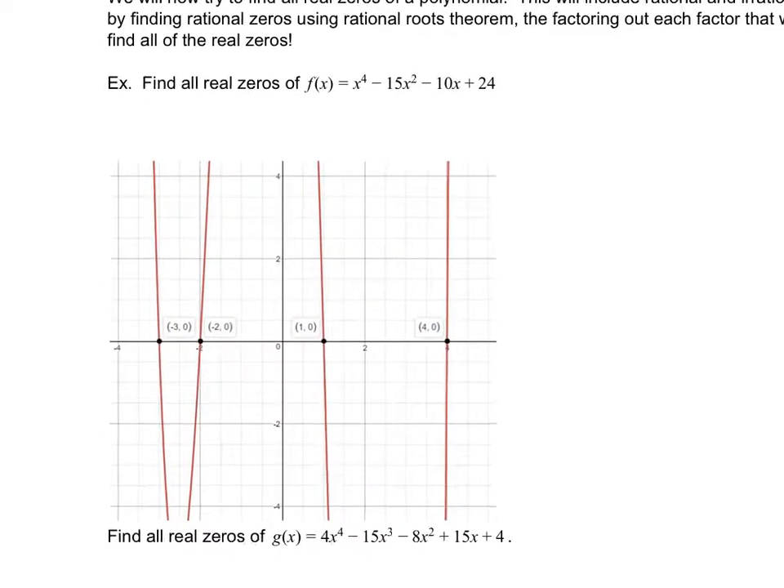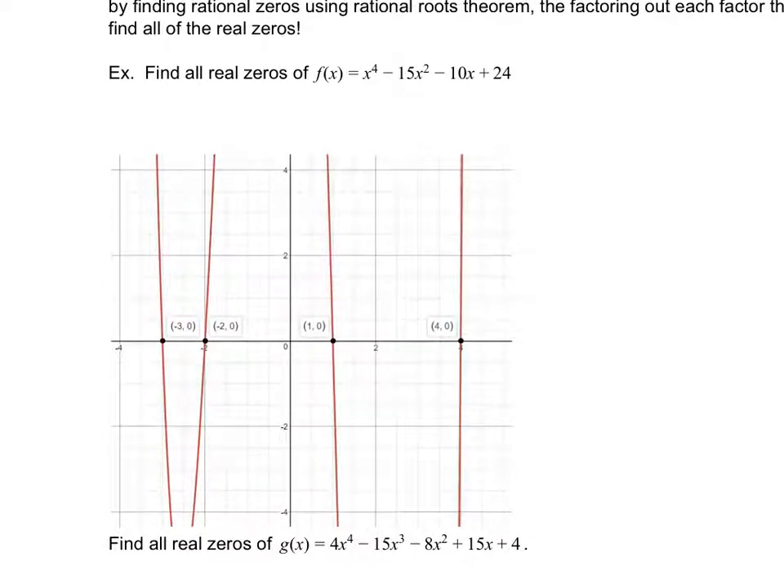So looking at our first example, we want to find all of the real zeros of f of x equals x to the 4th minus 15x squared minus 10x plus 24. We're going to start with listing the potential zeros. So p, my constant, is 24. That means all of the factors of 24 are potential real zeros.